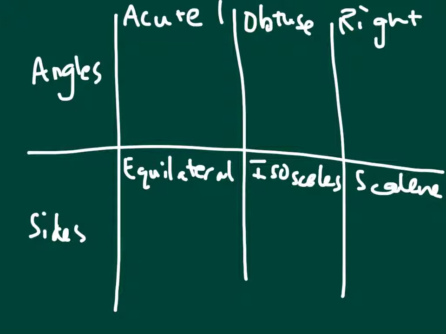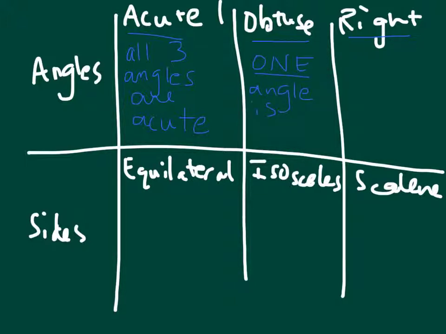If I'm going to classify my triangle and decide if it's an acute, an obtuse, or a right triangle, what I'm going to do is look at the angles. That's all I'm going to care about when I'm classifying it by the angles. If it's an acute triangle, then all three angles are acute. All three of them must be acute. If it's obtuse, one angle, not all three, is obtuse. The other two are going to be acute. And in a right triangle, again, one angle is right, is 90 degrees.